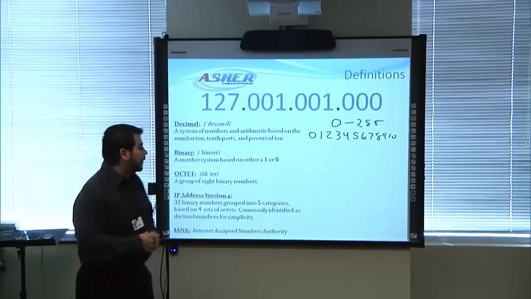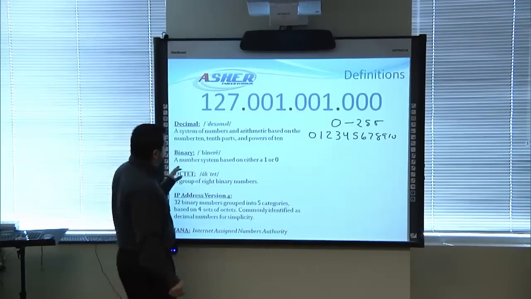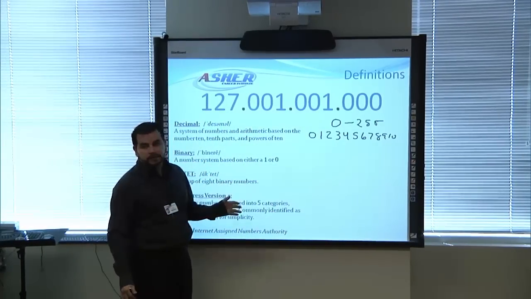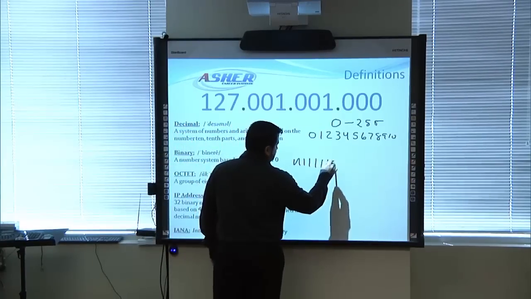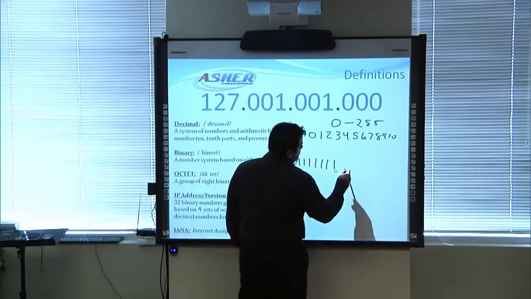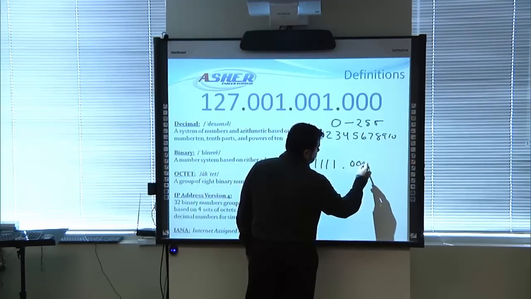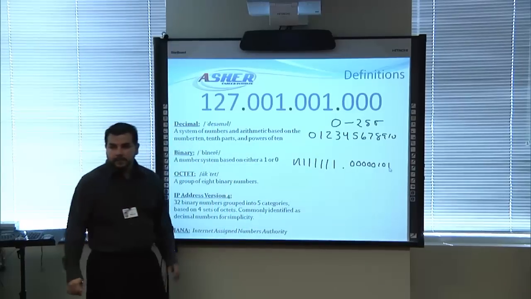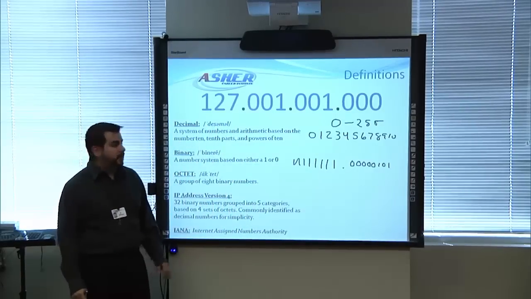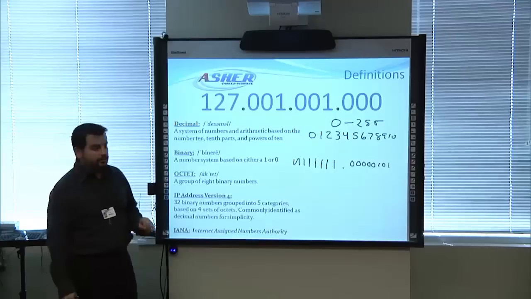Okay. Next, binary, a number system based on either a 1 or a 0. So, for instance, 8 ones or, okay, it's just ones or zeros. That's all you've got in a binary number.